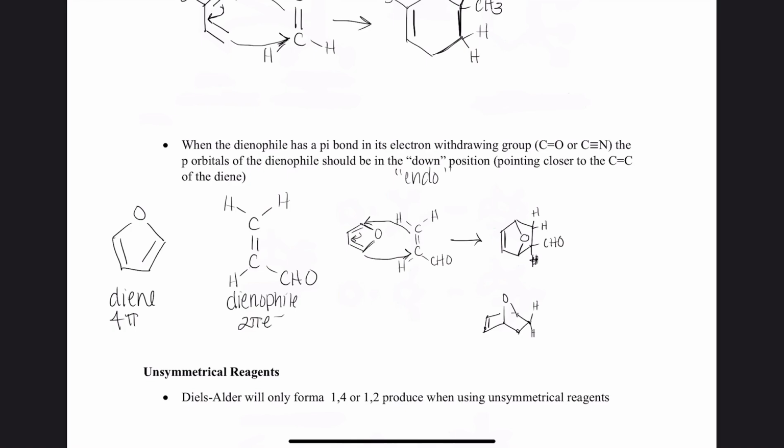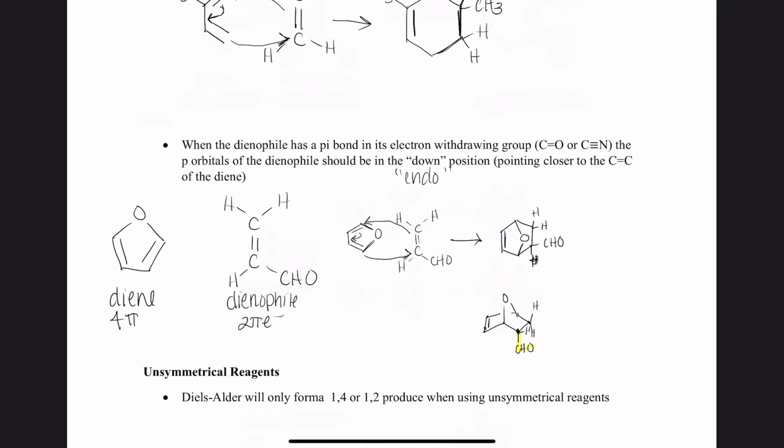However, whenever it comes to our bottom carbon, we have our up position, and that's where we want our hydrogen, and our down position is where we would want to add our aldehyde. We want it in that down position, or in the endo position. Either way, we want it down.